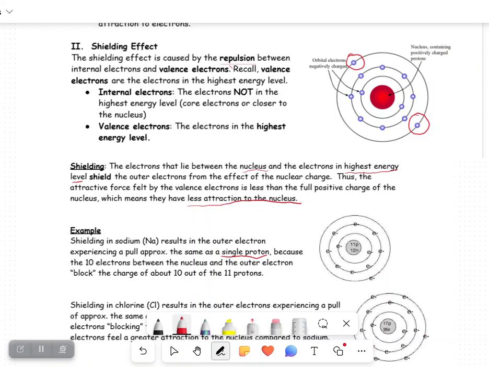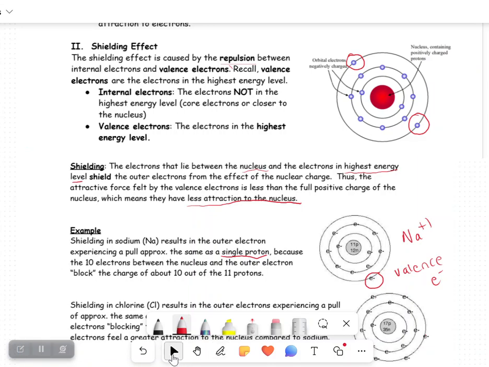So let's look at this example. Here's our 1 valence electron. And then we have these 10 internal electrons, okay? So this electron here, this valence electron, is shielded from the pull of the positive nucleus, okay? So it's easily lost. That's why sodium, when it ionizes, makes Na+1. It loses its negative charge, and then it'll have one more positive charge than negative.